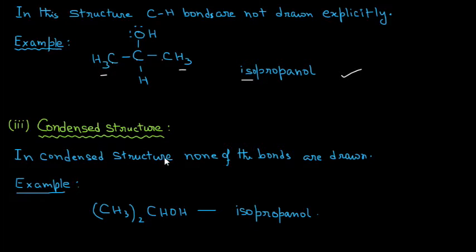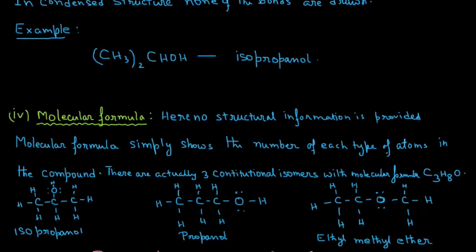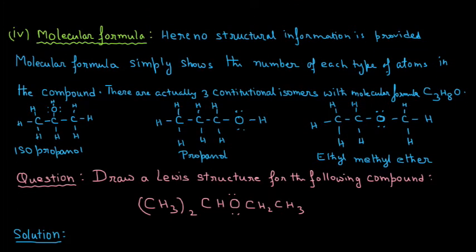So third is condensed structure. In condensed structure none of the bonds are drawn. So for example, the same isopropanol is written as (CH3)2CHOH. So no bonds are shown here. Now fourth is molecular formula. Here no structural information is provided.